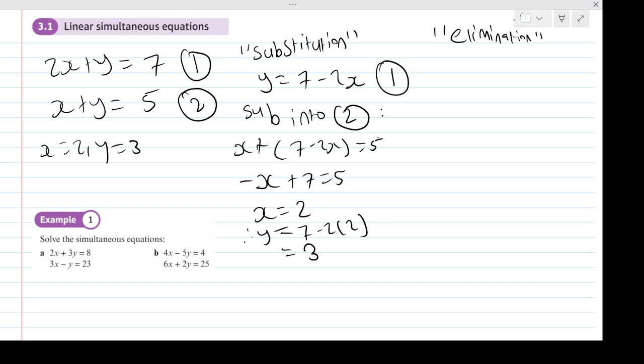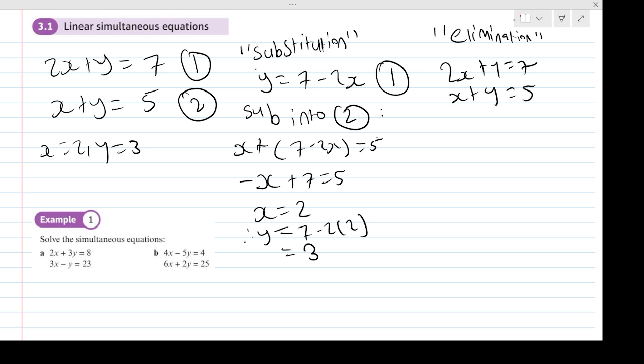So what this is, instead of substituting, where we rearrange to put one variable in terms of the other and then substitute to get one equation. We still want one equation with one unknown, one variable, which we can solve. But instead of substituting, what you can do is look at the two equations and see how we can cancel one of the variables out. So I'm going to write this again. 2x + y = 7, x + y = 5.